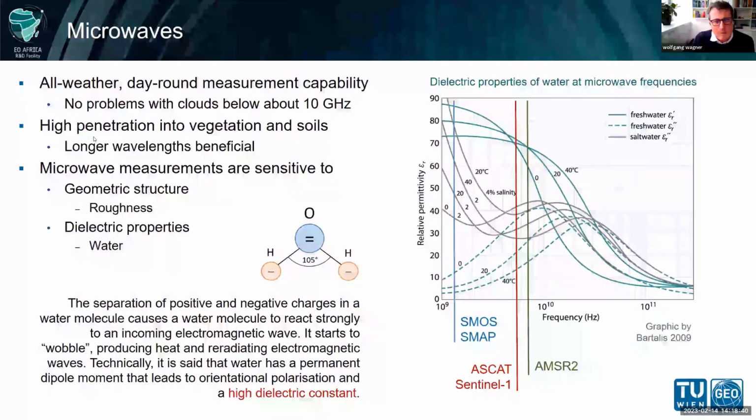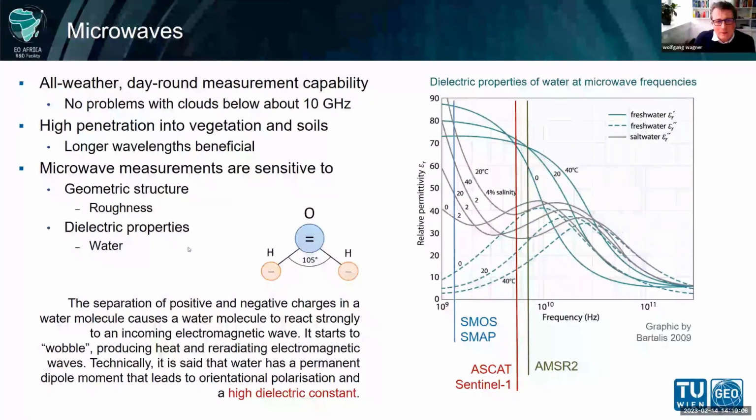The other big advantage of microwaves is that we penetrate deep into vegetation and soils, so we can get some subsurface information. It's beneficial in most cases. I'll show you with this presentation, also focusing a bit more on the African case. It can also make things more complicated. I will show you some of the effects later on in the talk.